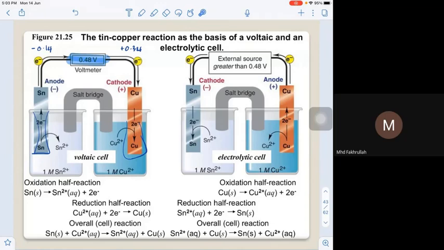That's how we memorize it. The negative of the battery connects to the negative terminal, and the positive terminal of the battery will connect to the positive end, or the positive electrode, of our electrolytic cell. Then the process will be opposite to the voltage.